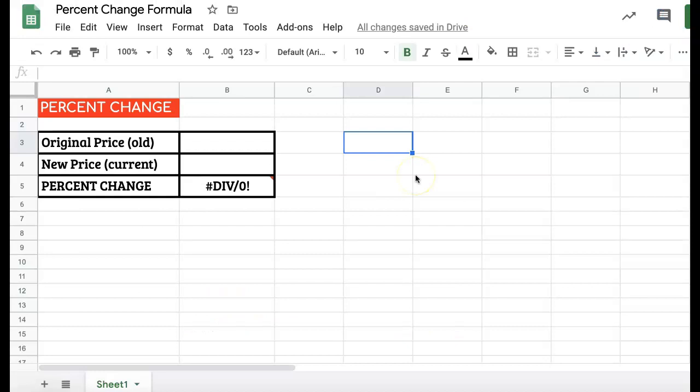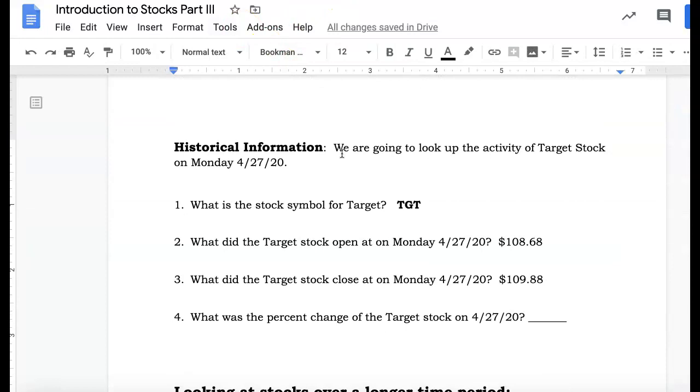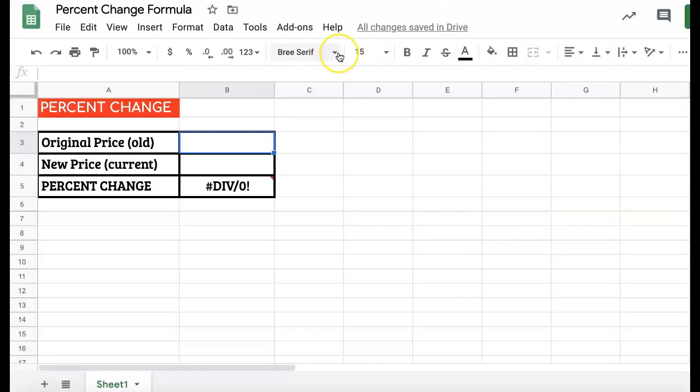So I just found an old percent change spreadsheet that we used for the automotive unit, and we'll make these or find them so we can do some stock stuff later. But I'm just going to type in the old price, which we had at 108.68. That's what it started at. And then it went up to 109.88.